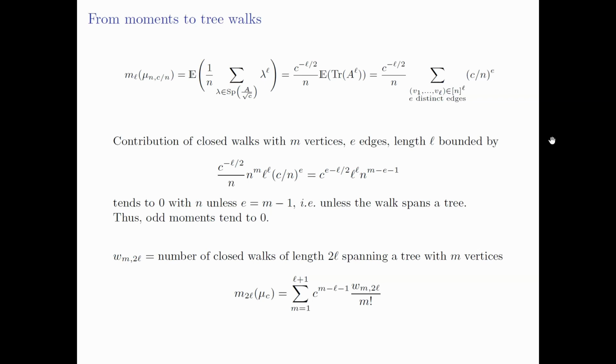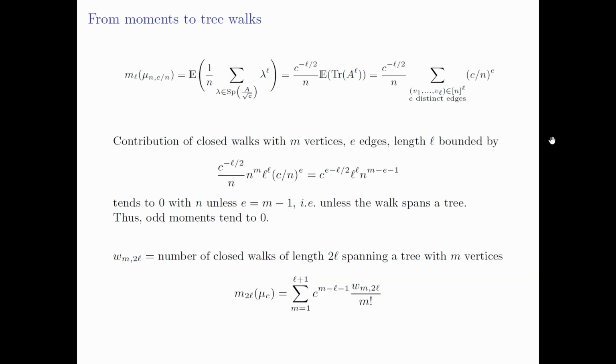So then you play a bit with it. You look at what goes to 0 and what does not. And in the end, a condition to have a non-zero limit is that the number of edges in this walk is the number of vertices minus 1. Because the walk spans a connected graph, it has to be a tree. In particular, if you walk on a tree, the length of your walk has to be even to start and end at the same point, which means that the odd moments are going to 0.